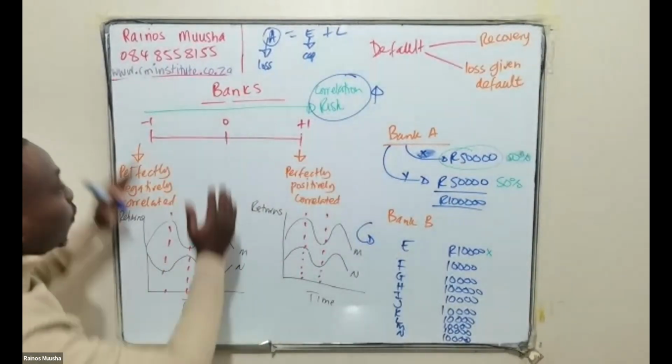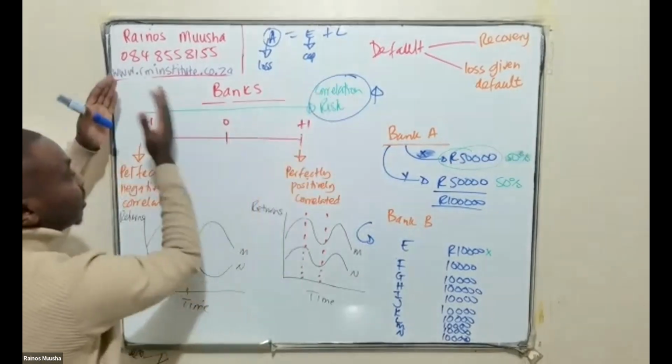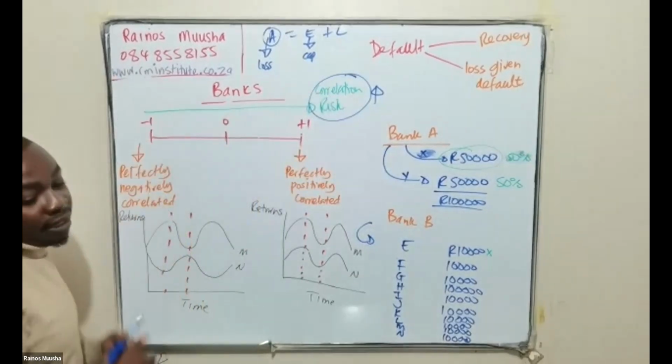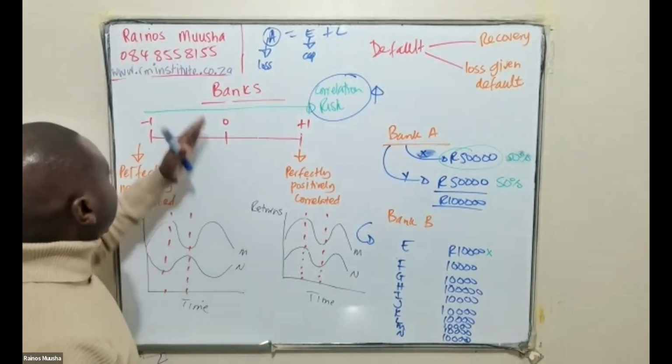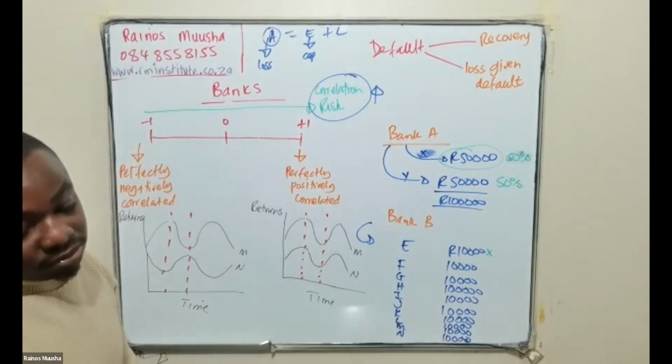So ideally, we want to find the correlation risk to be as low as possible, closer to -1. The correlation coefficient to be as low as possible, closer to -1 as much as possible.